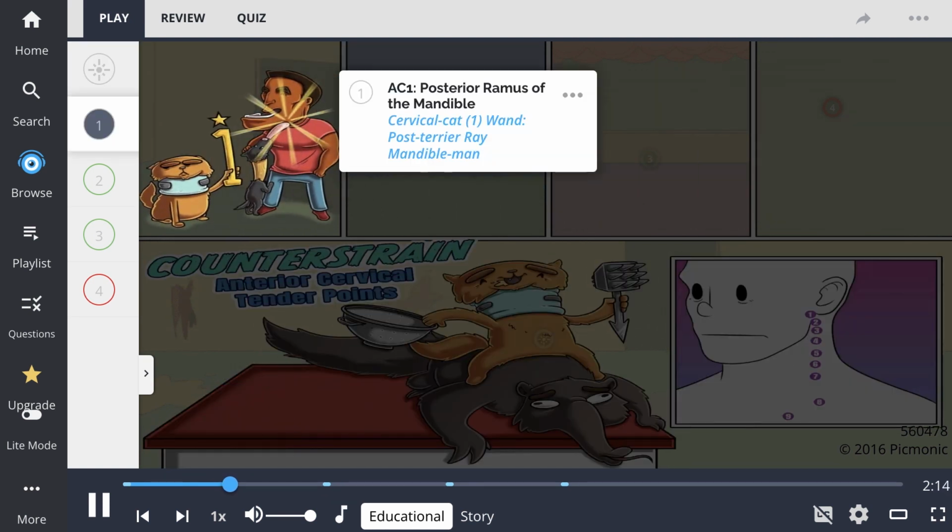The first anterior cervical tender point is AC1, along the posterior ramus of the mandible. This point is found bilaterally and targets the rectus capitis anterior muscle. This fact is represented by our cervical cat with the 1-1 and posterior ramus mandible man.